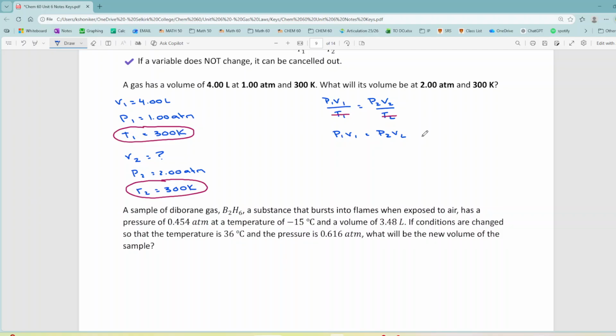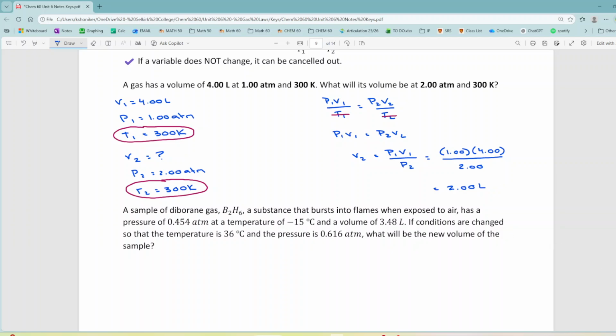We're going to take this equation and solve for V2. We're going to divide both sides by P2, and we end up with P1 V1 over P2. And then we can just substitute in our values. P1 is 1 atmosphere, V1 is 4 liters, and then P2 is 2 atmospheres. Plugging this into our calculator, everything is 3 sig figs. We didn't use the 1 sig fig temperature because that was constant, so we can answer to 3 sig figs, and we would get 2.00 liters.